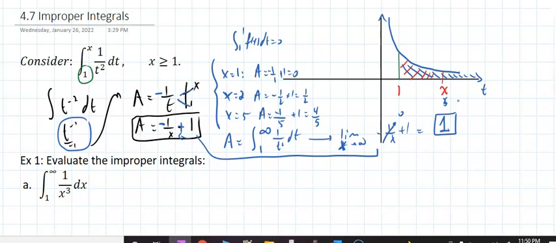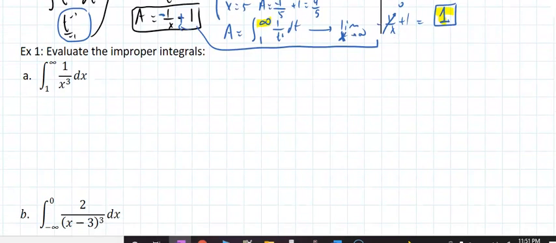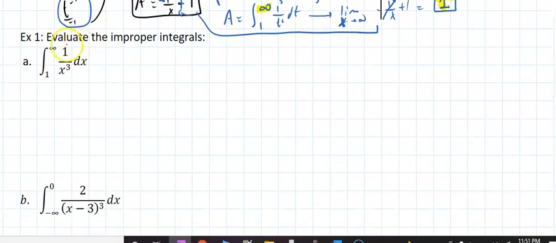So it's improper because I'm integrating from 1 to infinity. I'm going to run this all the way to the right. That whole area will turn out to be a 1 in this case. Similarly, if I look at example 1, I want to integrate from 1 to infinity. That's not normal. We normally don't integrate to infinity. Infinity is not a number. It's something we made up.